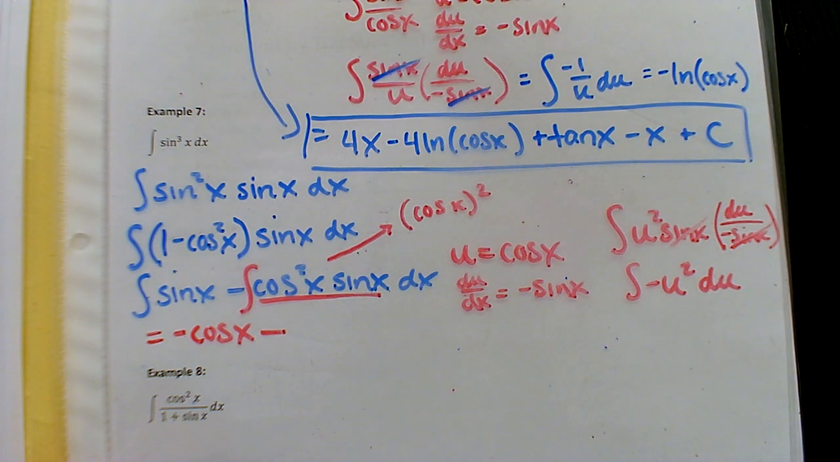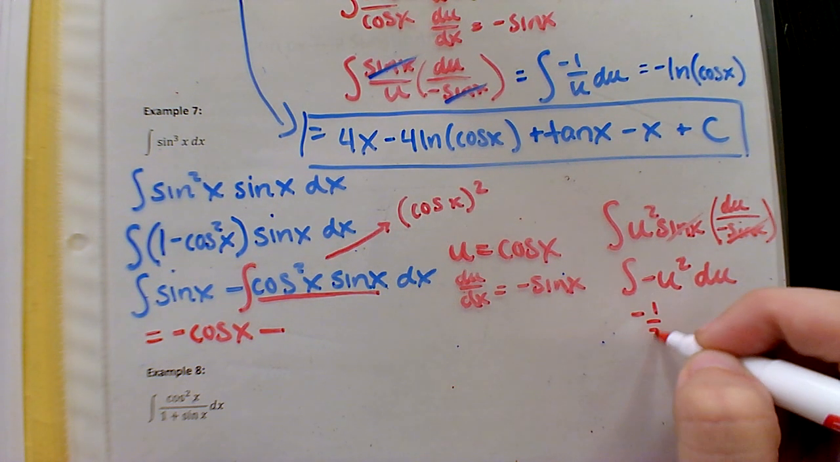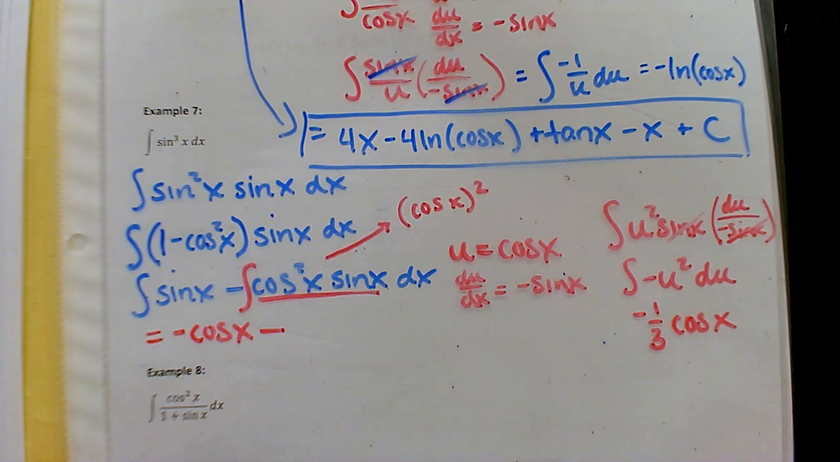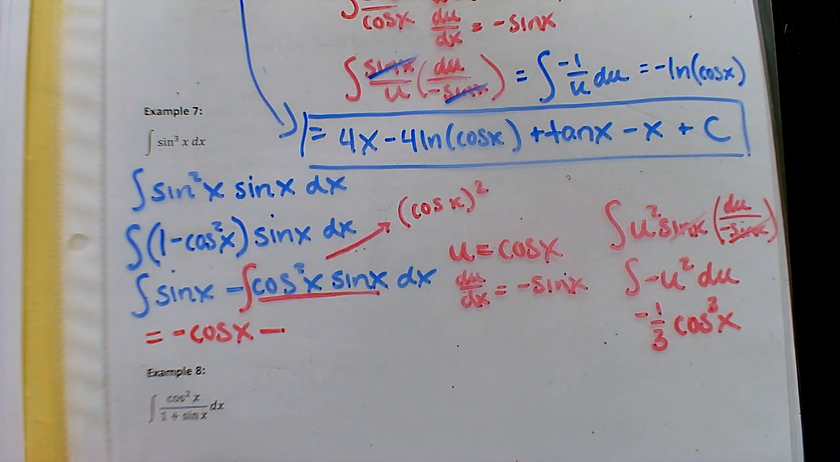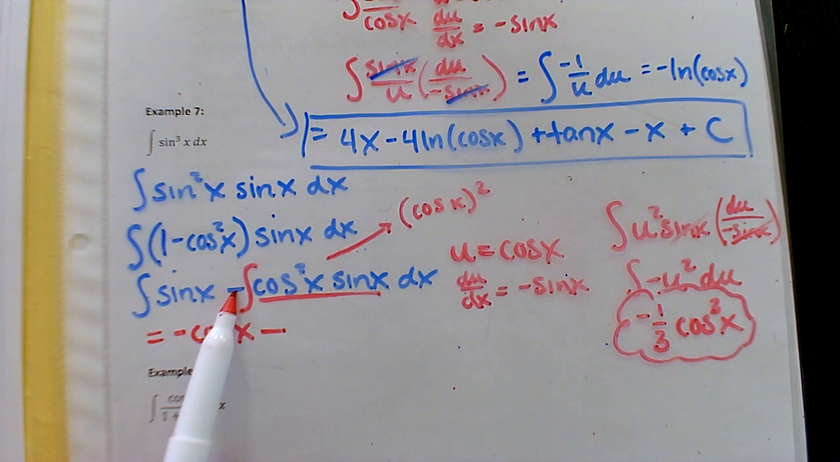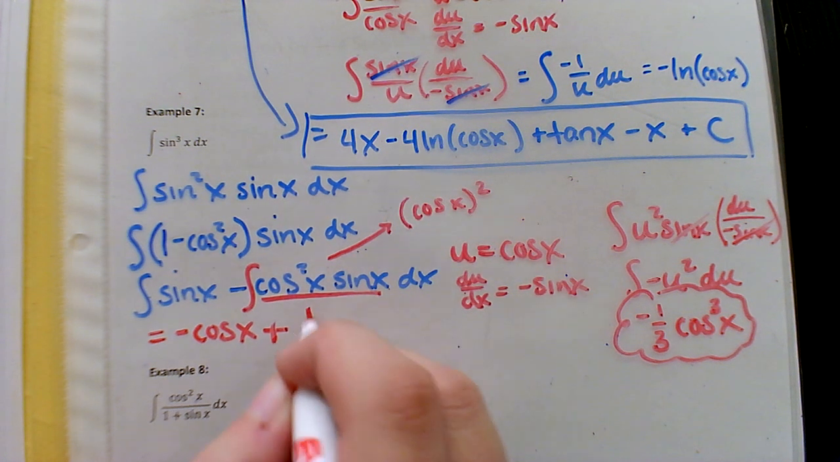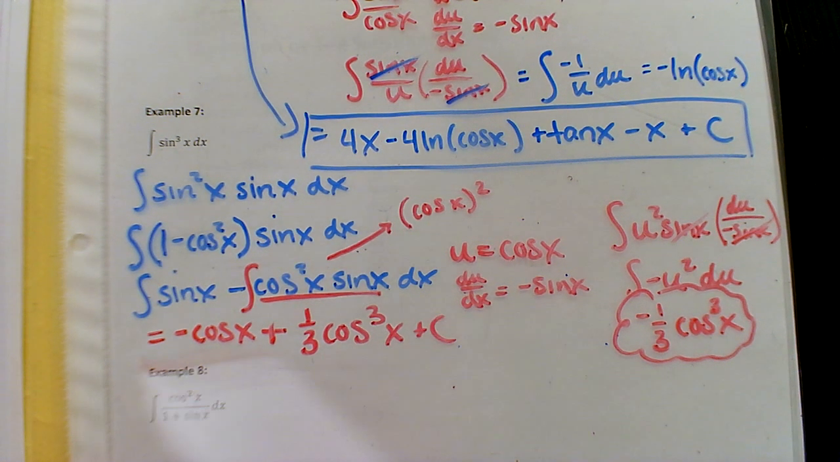So can we work backwards from negative u squared? We'd have negative 1/3 u, which we said was cosine of x, and we would need that cubed. So if this is our antiderivative from the second term, we have to subtract that quantity. So if we're subtracting a negative, that would change to a plus. And we don't know the bounds, so plus c.